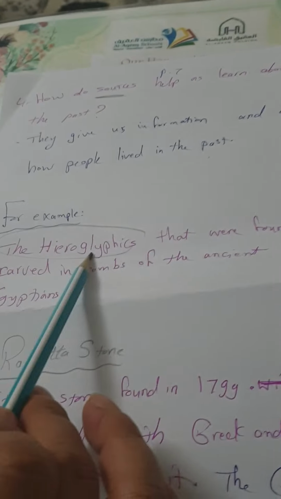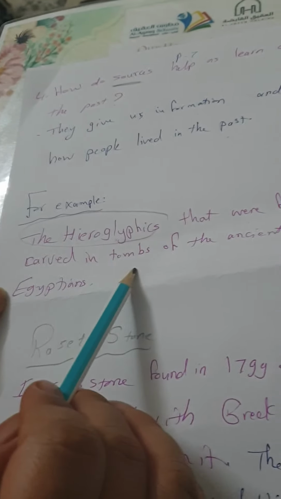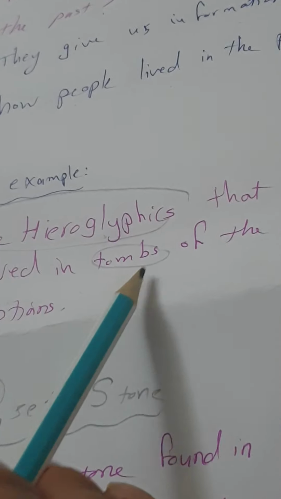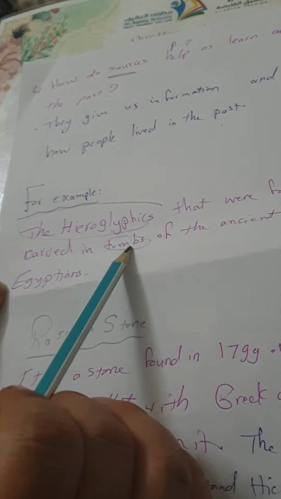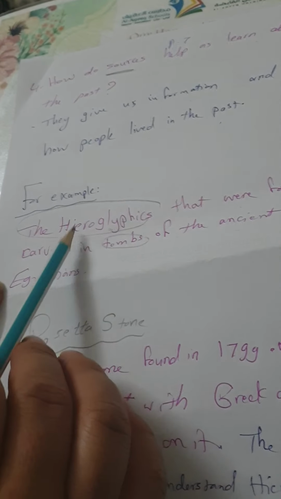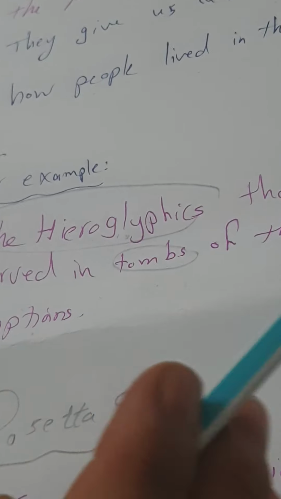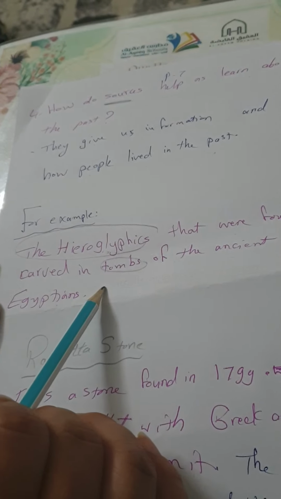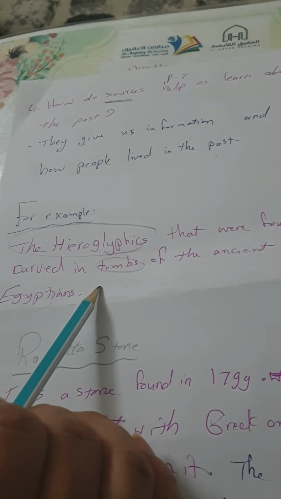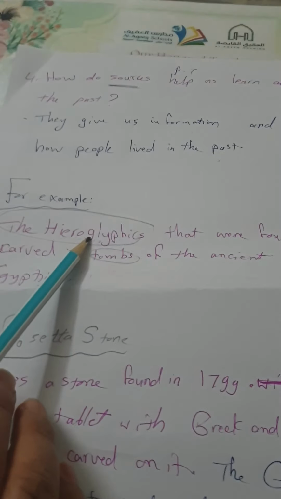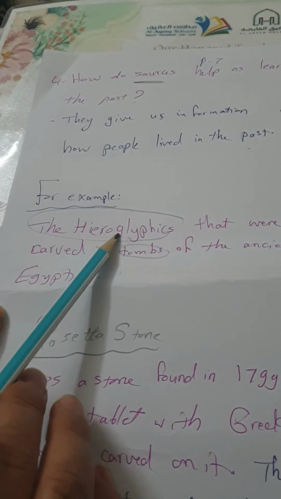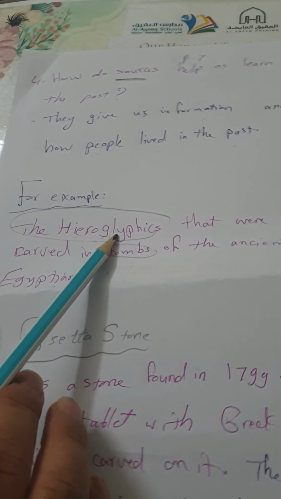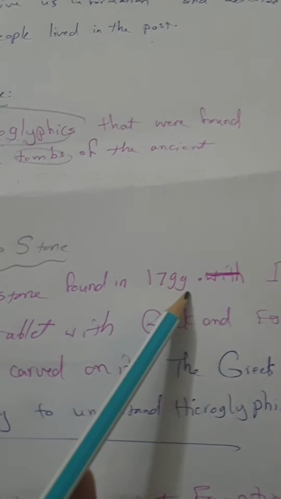The hieroglyphics were found carved in tombs, like the graves of the ancient Egyptian people. The tombs of the ancient Egyptians had hieroglyphic writing carved everywhere on the walls of the tombs, or even on the statues found in these tombs. The social scientists could not understand these writings, these hieroglyphics, until the year 1799.